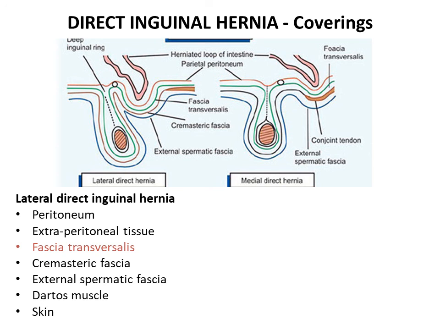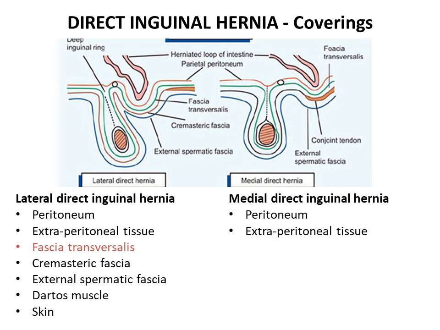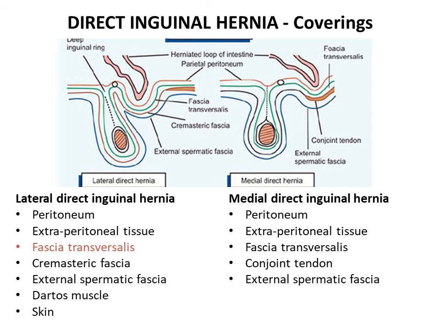Now coming to the medial direct inguinal hernia, the coverings are peritoneum, extraperitoneal connective tissue, fascia transversalis, and now the cremasteric fascia is replaced by the conjoint tendon. Outer to that, the external spermatic fascia, dartos muscle and skin. So the only difference between lateral and medial direct inguinal hernia coverings is the cremasteric fascia being replaced by the conjoint tendon.